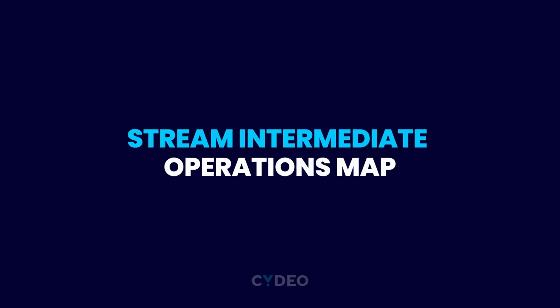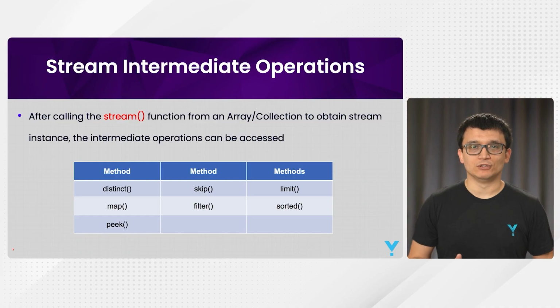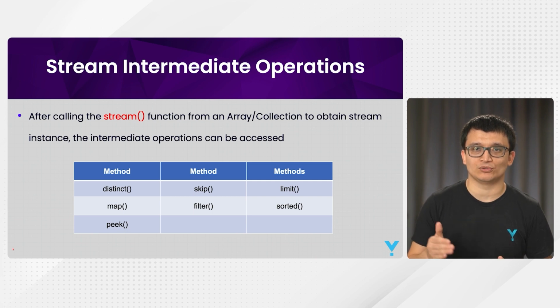We are going to talk about another intermediate operation of the stream called map. This map method of the stream is used for transforming the elements within the stream by applying the specified function. Anytime you want to change the elements within the stream itself, you may use the map method to transform the element to the desired element.